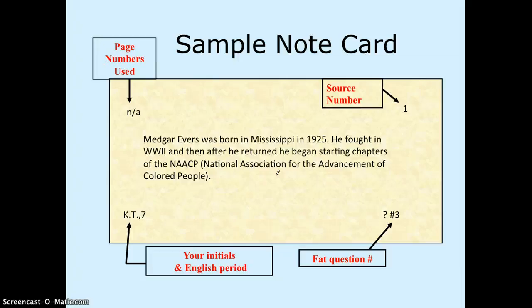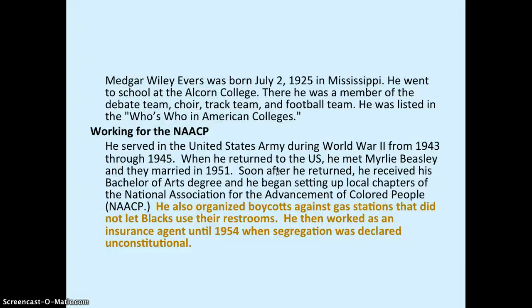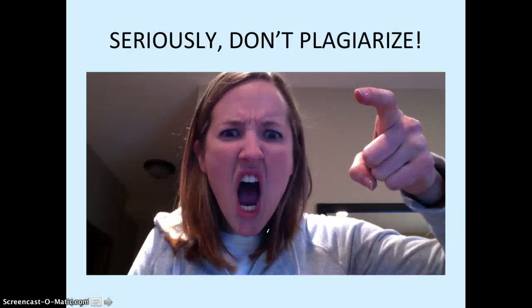I'll show you another example. So this is from the same section, but I decided that there's more in here that I like. I also think it's important that before the movement even started, he was starting boycotts. Ooh, boycotts. That sounds like something a civil rights leader would do. So I'm going to highlight it. That's what the yellow is. It's highlighted. And now I'm going to put it on a note card. Seriously, don't plagiarize. I mean it. Don't you do it.